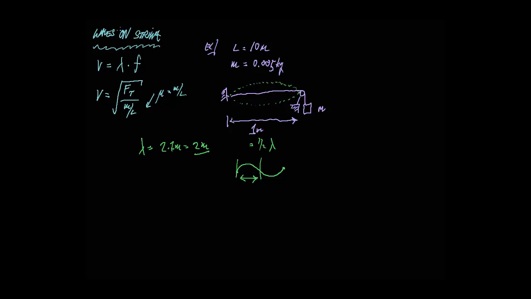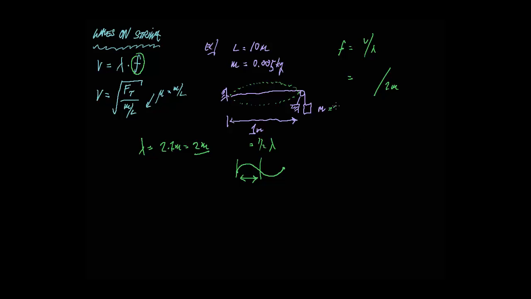Okay, so we want to find some frequency going on here. If we want to find frequency, we have to go back to the wave equation, and frequency is going to equal velocity divided by wavelength. Now, we already have the wavelength, which is 2 meters. We have to find velocity. Where does velocity come from? Well, it's going to come from this velocity equation with tension net.